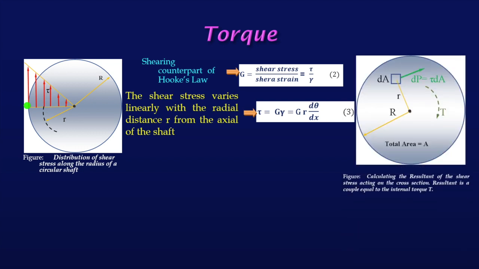Now, what is the torque acting on the body? Let's consider on this surface any point with area dA. The force perpendicular to the radius is equal to dP. So dP means what? Shear stress into dA. We know stress means force per unit area, or force equals shear stress into area. As this area is dA, so dP equals tau dA.